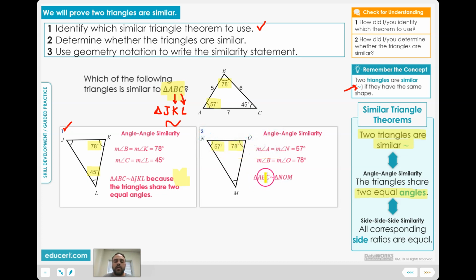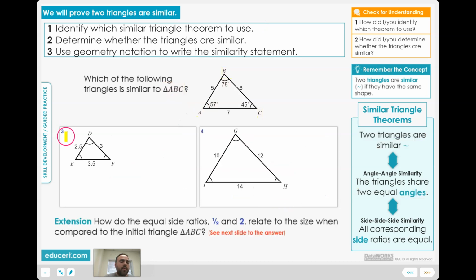Triangle ABC is similar to triangle NOM. Angle A matches the value of angle N, so A to N, B to O, C matching up with the last letter M. Let's read the final similarity statement for problem number 2. Ready, read. Triangle ABC is similar to triangle NOM because the triangles share two equal angles.